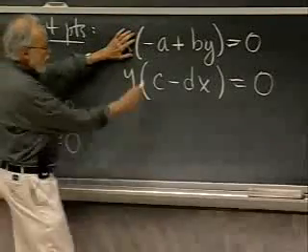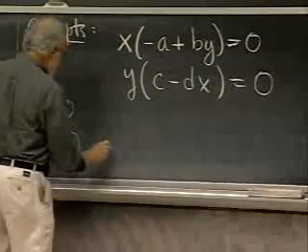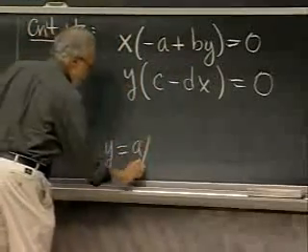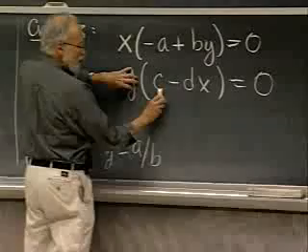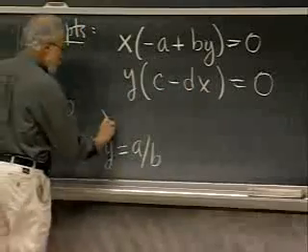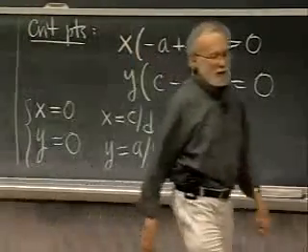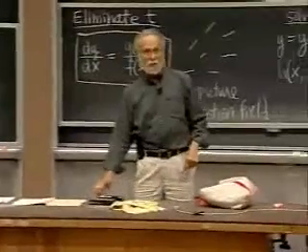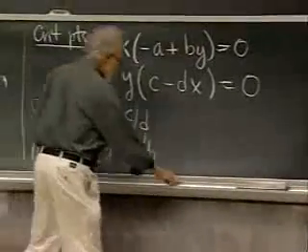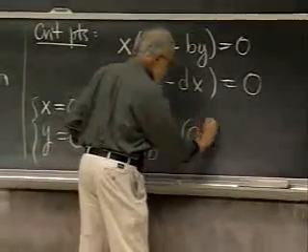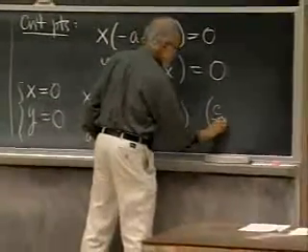Now, if x is not 0, then this factor has to be 0, which says that y must be equal to a over b. And if y is equal to a over b, it's not 0 here, therefore this factor must be 0, which says that x is equal to c over d. You see right away that this must be a simpler system because it's only producing 2 critical points, whereas the system that you did for homework had 4. So the critical points are 0, 0. That doesn't look terribly interesting, but the other one looks more interesting. It's c over d, a over b.